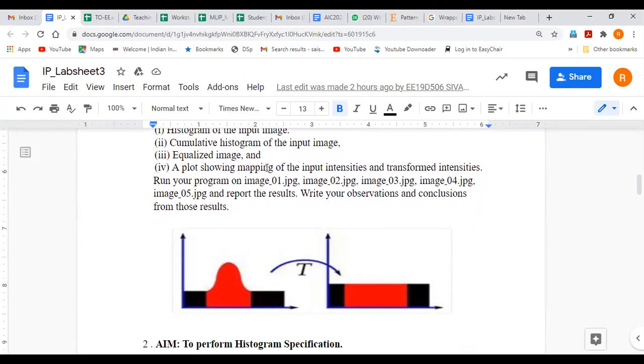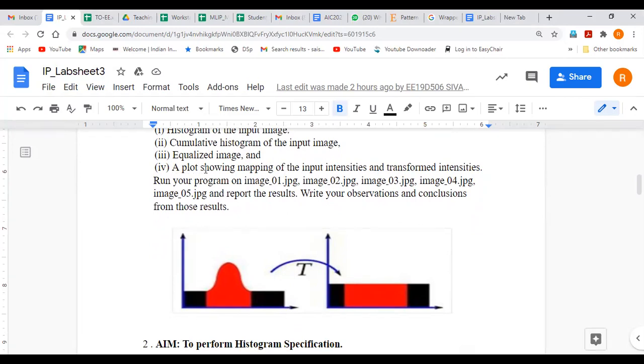So showing a plot showing the mapping between input and transformed intensities, what does it mean, Arun? In what way should this plot of mapping between input and the transformed intensities be shown? Oh, one minute, sir. Yeah, probably you can show the equalized histogram here.